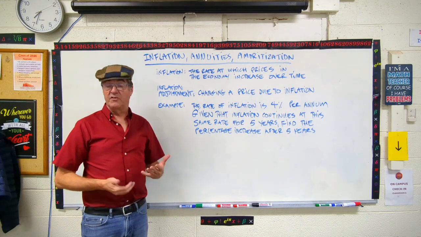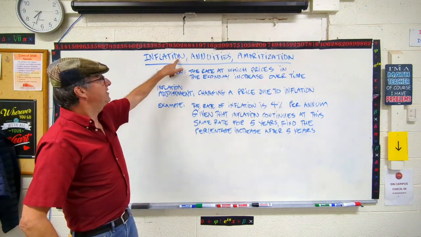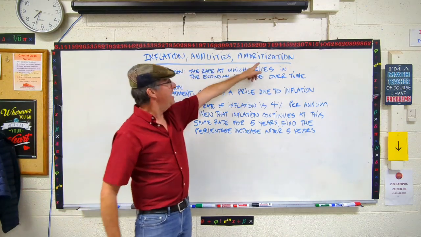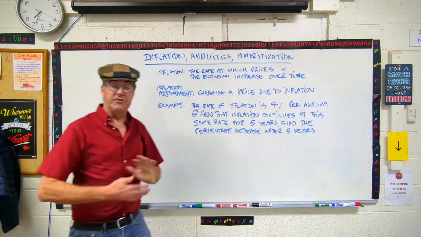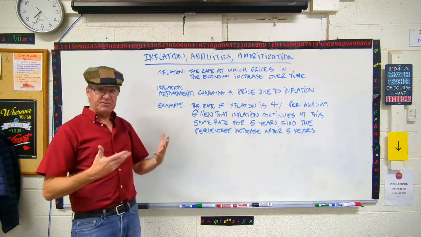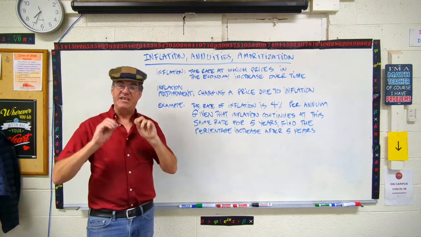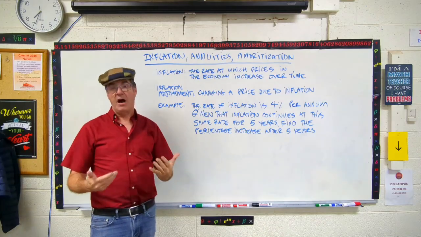Okay, today's lesson covers three different topics. We're going to take a look at inflation, annuities, and amortization. So first off, inflation. You probably already know what inflation is, but let's just put up a nice definition. This is the rate at which prices increase in an economy.